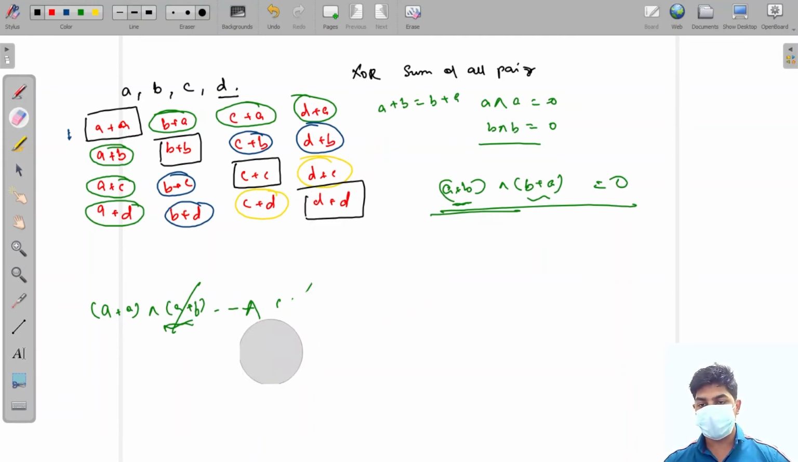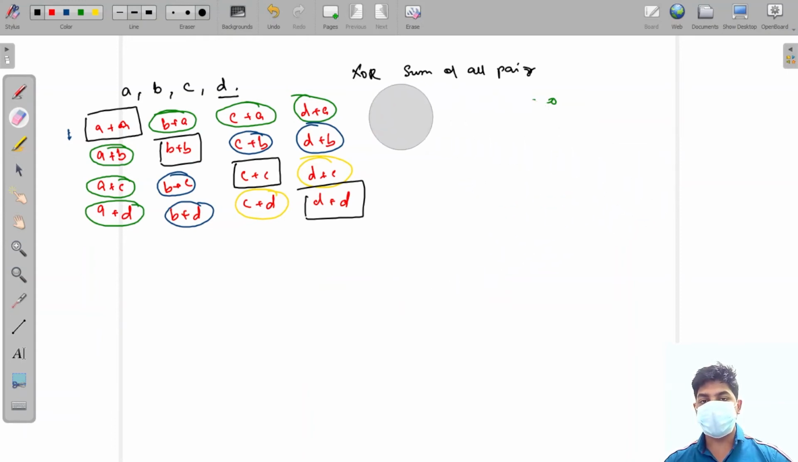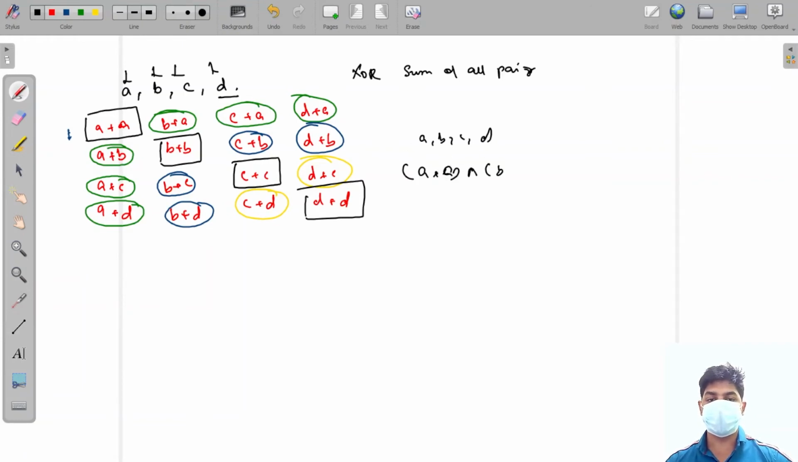Okay, so what we need to calculate eventually is that if there are four elements, we only want to calculate the XOR of the sum of each element with itself. Means what? If there are four elements A, B, C, D, what will be our answer? Our answer will be nothing but the XOR of the sum of all the elements with themselves. So that is A plus A XOR B plus B XOR C plus C XOR D plus D. This is what our answer will be.